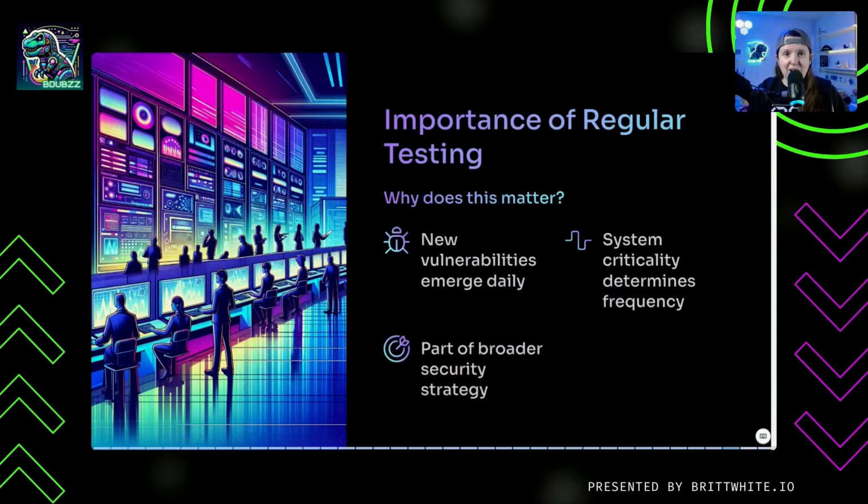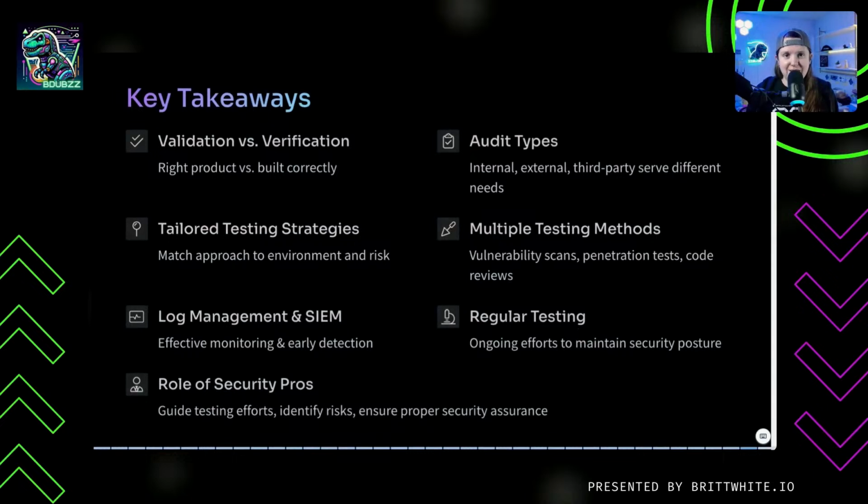Alright, we've covered a lot of ground today with assessment strategies and security control testing. Let's recap the key concepts we've covered today. First up is validation versus verification. Think of validation as ensuring you're building the right product for your needs, while verification confirms you're building that product correctly. Both are essential for security testing.